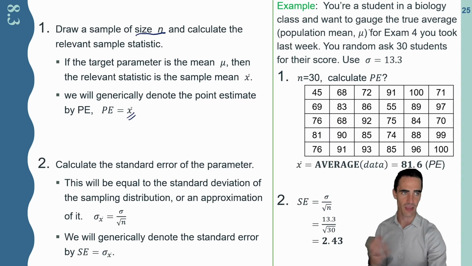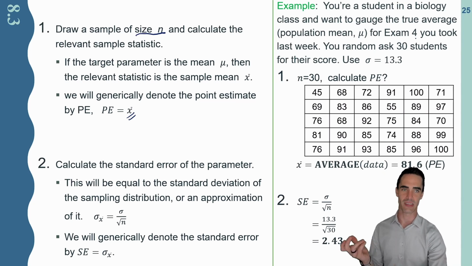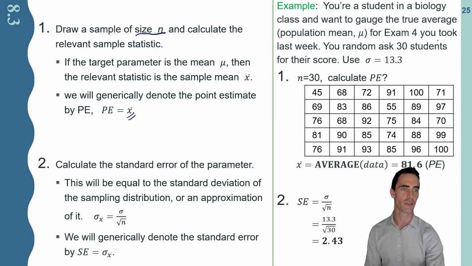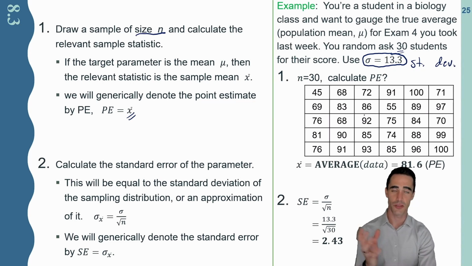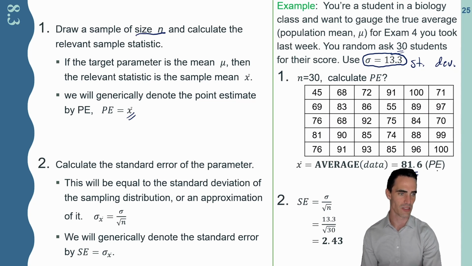Practically speaking, say maybe you're a student in a biology class and want to gauge the true average, the population mean, for some exam, let's say exam 4 you took last week. You randomly ask 30 students for their score, and that's what this table is down below. And say maybe this is the unrealistic part, so you have to suspend your disbelief a little bit, that you know what the population standard deviation is. From these 30 students that you asked, you'll get an average, that's AVERAGE in Excel, of 81.6. This is your point estimate, your best guess. So there's the first part.